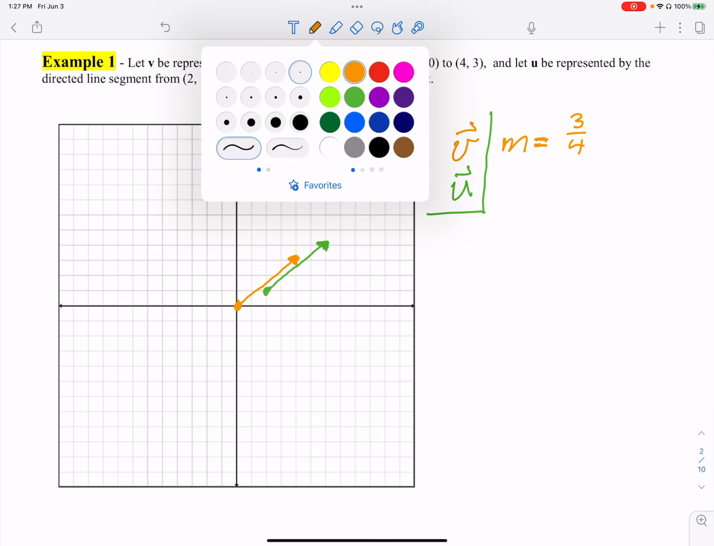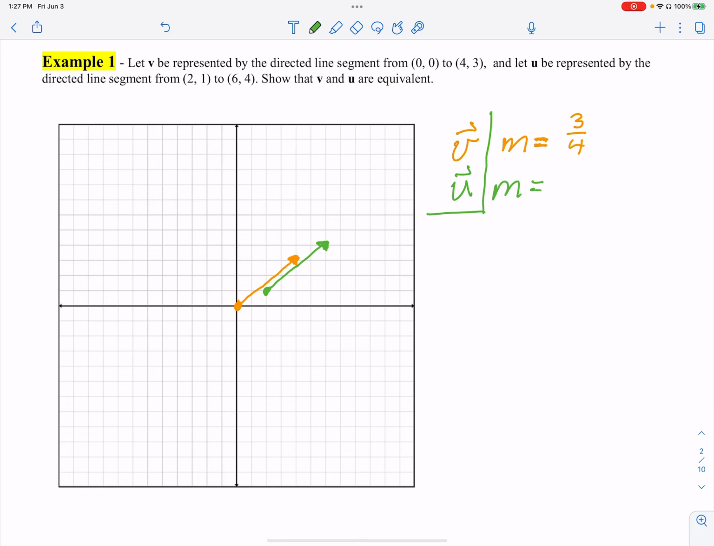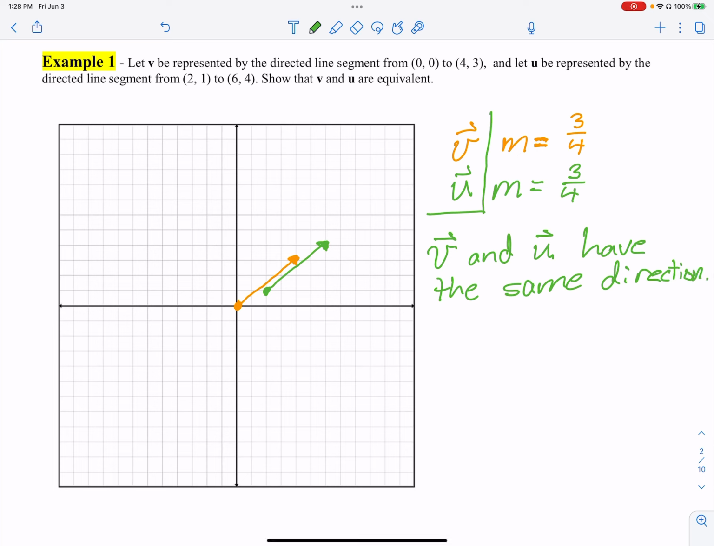Now, if I'm looking at the green one, I go up 3 and I go over 4. So the slopes are the same. So if we were showing that they were equivalent, V and U have the same direction. Now, the other thing that has to be true, if they're equivalent, they have the same direction, and they also have the same length or magnitude.